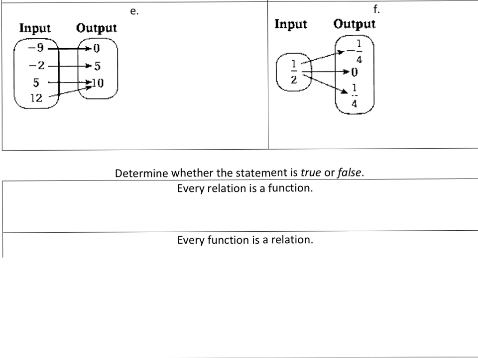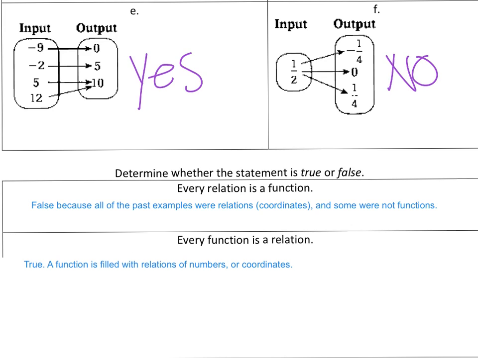Go ahead and look at these 2 mapping diagrams and determine if they in fact are functions or not. Also, think about these true or false statements about relations and functions. Go ahead and jot down an answer, but make sure you pause the video first. All right, so here are the answers for all the problems. The first mapping diagram was a function. Each input had one output. However, the second one, that one input had 3 separate outputs.